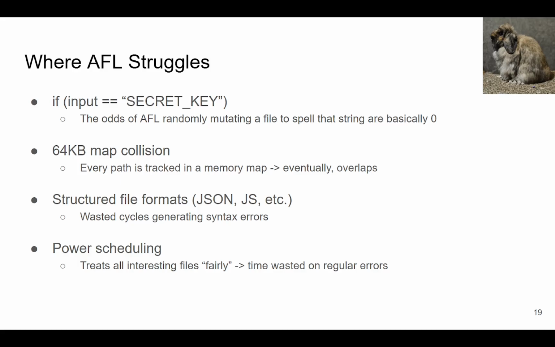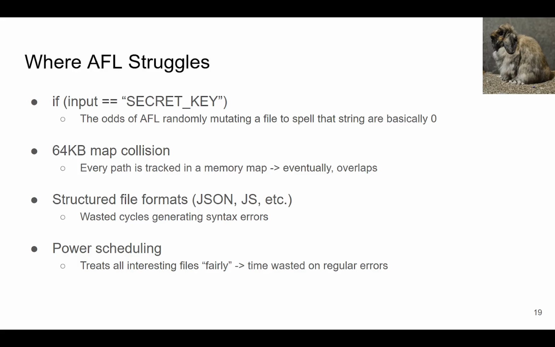So AFL relies on a 64 kilobyte memory map, which for most programs is enough, but if you fuzz a larger application like, I don't know, Google Chrome, eventually 2 completely different execution paths will collide by calculating to the same spot in that memory map. So this will cause it to overwrite its own data and then miss out on discovering new code.